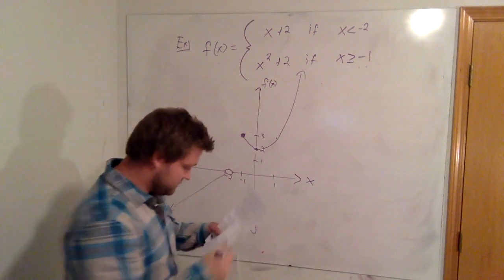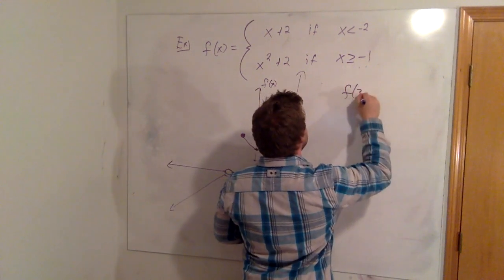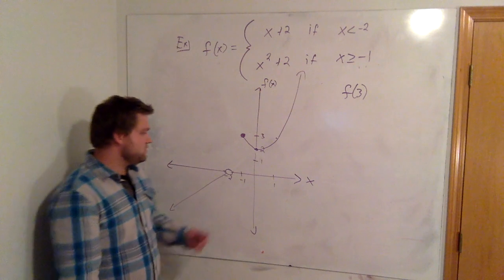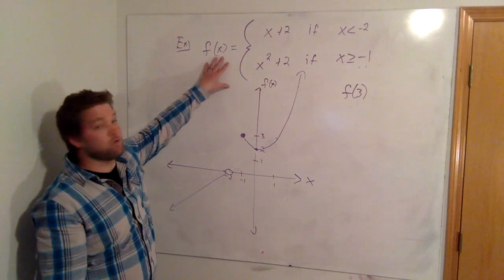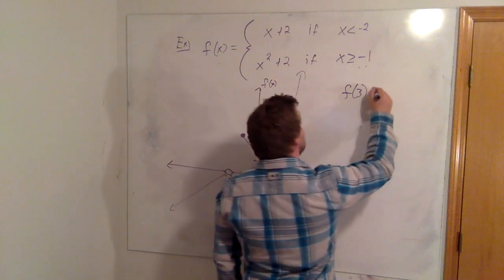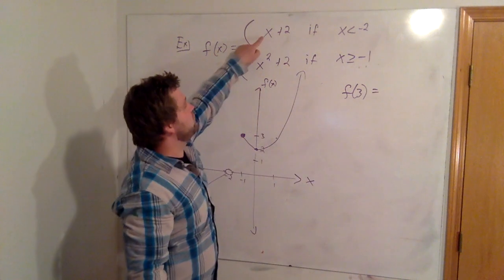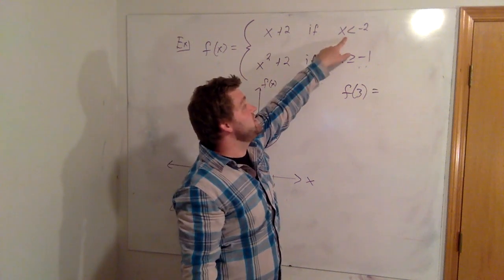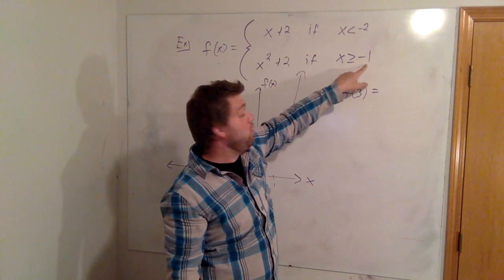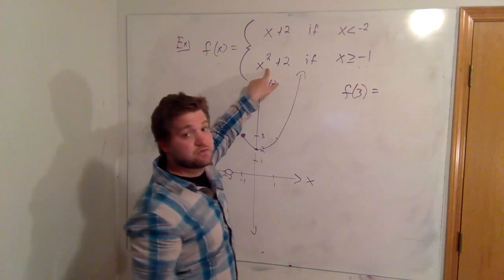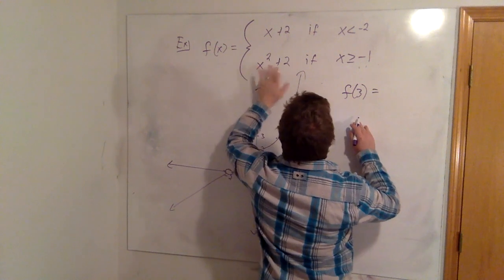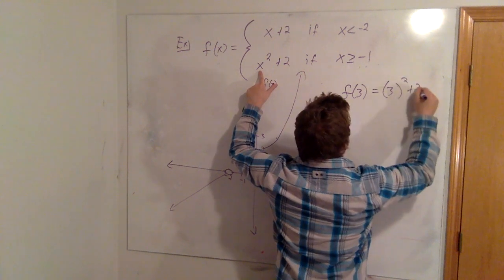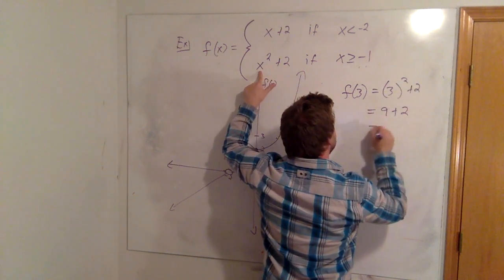Okay, so let's evaluate this function. Let's say, what is f of 3? Now, oftentimes when I evaluate a function, I'm not going to be looking at the graph. I usually just look at the formula. So I want to plug in the value of 3, but I have to know which version of the function to use. Notice that 3 is not less than -2, but 3 is bigger than -1. So when I plug in 3, I'll use this version: 3 squared plus 2, so that gives me 9 plus 2, so I get out an 11.